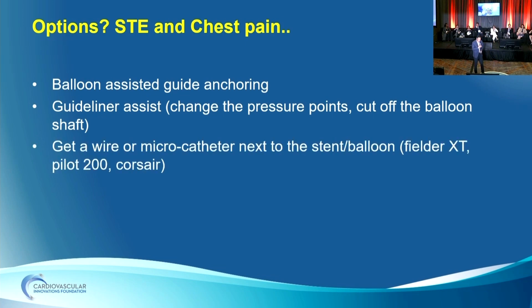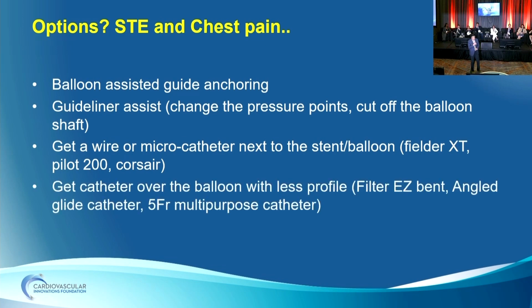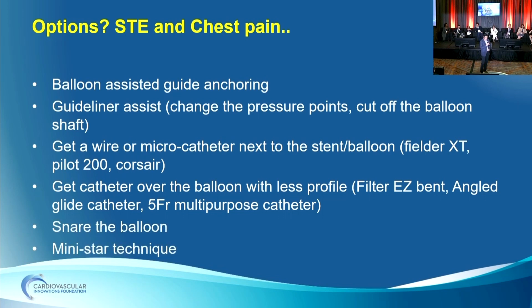Guidewire or microcatheter next to the stent is just hard because you saw that picture. There's just not a lot of space. And if you want to use a very stiff wire, you have the risks associated with that. You can also use other catheters: you can put a 5 French catheter over the wire and try that as well. And then you can snare, as you saw before. And then there's a mini STAR technique. So I do CTOs, and I'm very familiar with trying to go around. You can try and go around this lesion and use different mechanical methods to try and get that balloon out of there.